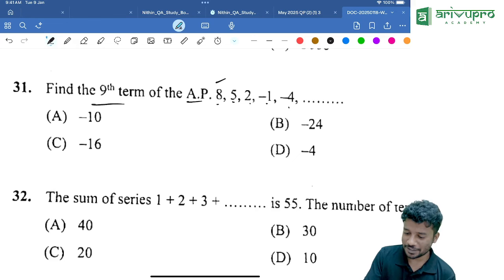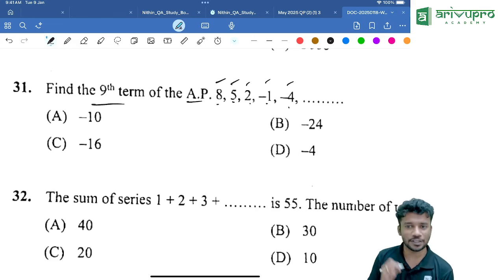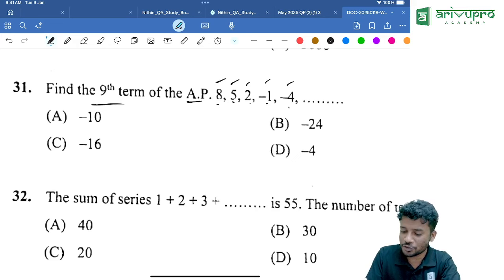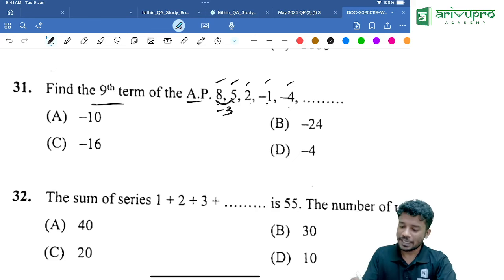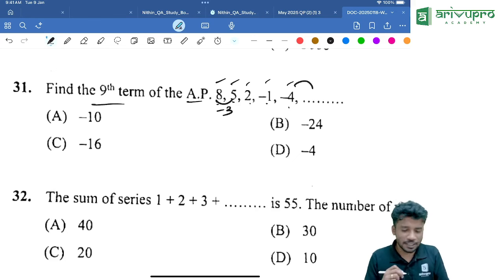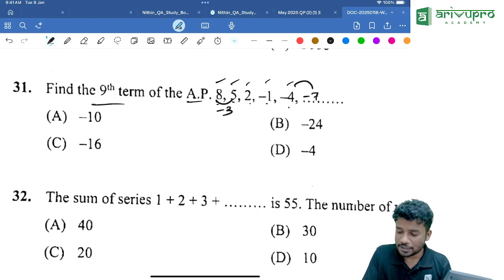Now, first term, second term, third term, fourth term, fifth term. Sixth term is how much? First you should know the common difference. Minus 3 is the common difference. Then the sixth term will be minus 4 minus 3, that is minus 7. That is the sixth term.